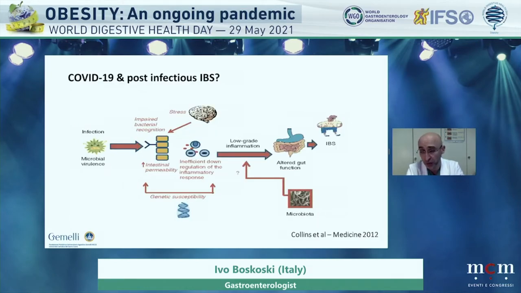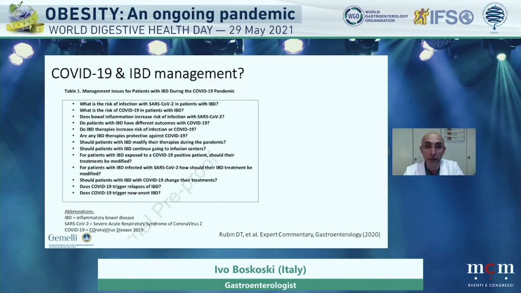This is also speculation: what could be the correlation between the infection and what can happen in the intestine is IBS, irritable bowel syndrome. Here we have the low-grade inflammation caused by SARS-CoV-2 infection, microbiota alteration, and altered gut function that could lead to irritable bowel syndrome. And what about IBD? Of course, we are not talking about Crohn's disease, because Crohn's disease in the obese is really rare, more ulcerative colitis.